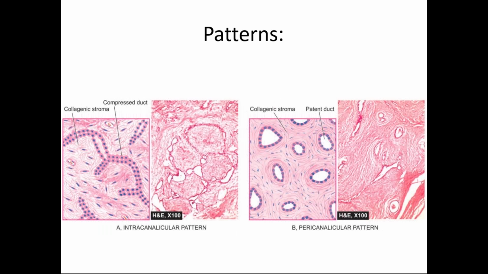The first one is the intracanalicular pattern image, where this predominant fibrous component is around, and that one is called fibroadenoma. This will compress the ducts into slit-like spaces. Whereas this is the pericanalicular pattern.